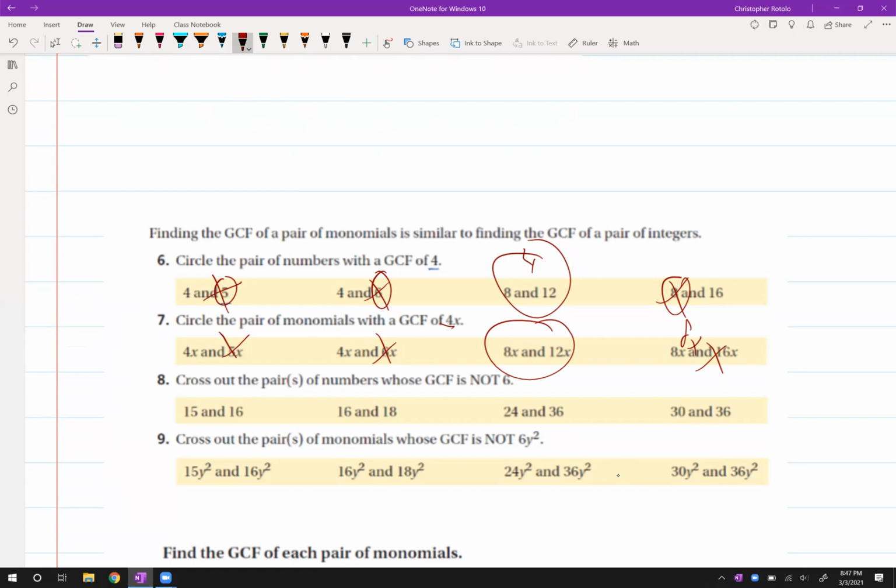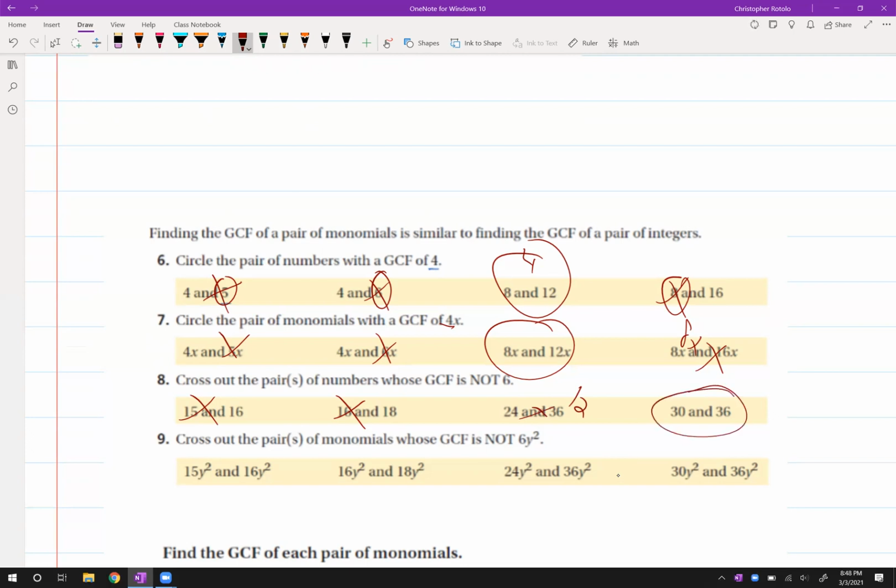Cross out the pair of numbers whose GCF is not 6. All right. Well, 15 is not divisible by 6, so that's not going to happen. Same thing with 16. That's not going to happen. 24 and 36. Now they're both divisible by 6, but I think they're divisible by a little bit more than that. I could go the whole way to 12 here. Okay, so I'm going to get rid of that one. So I do find my solution here.